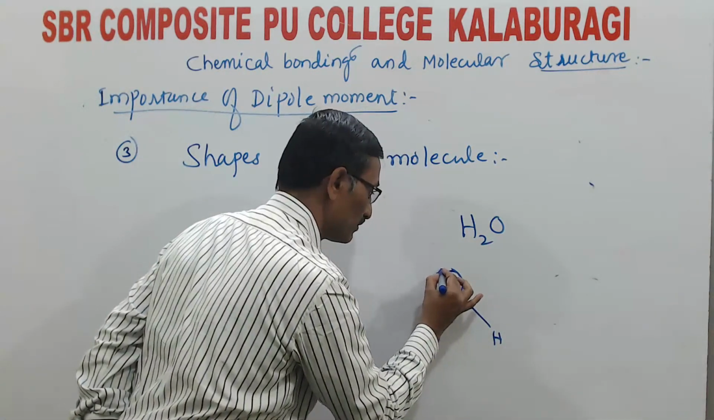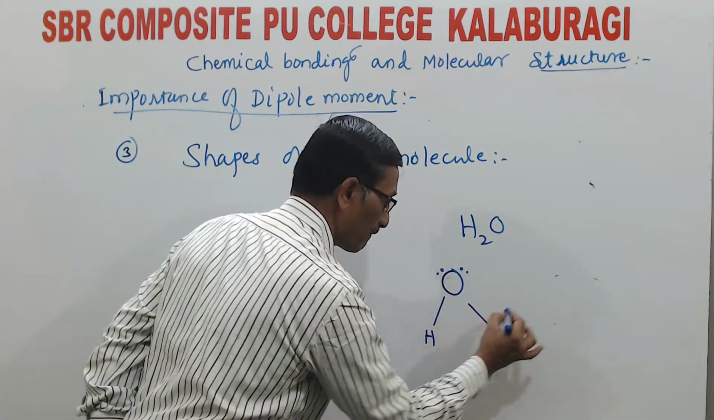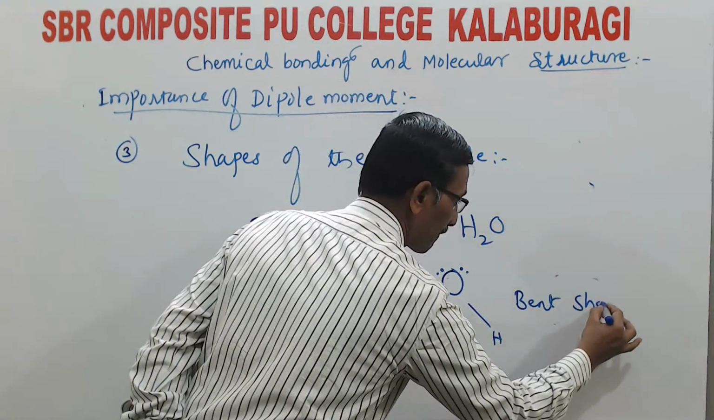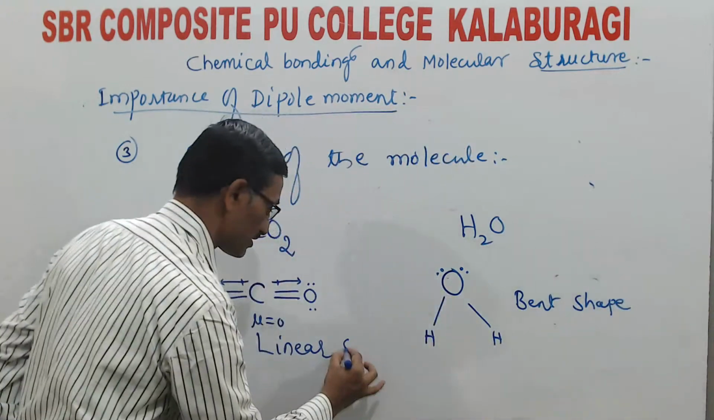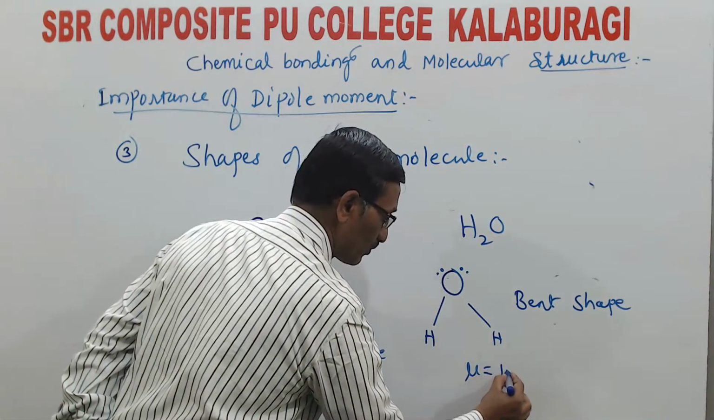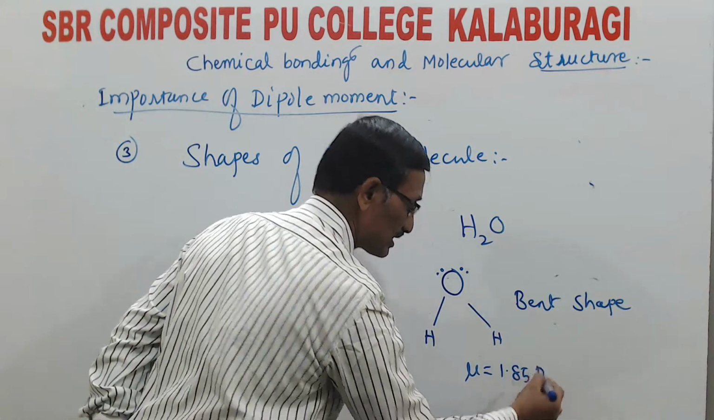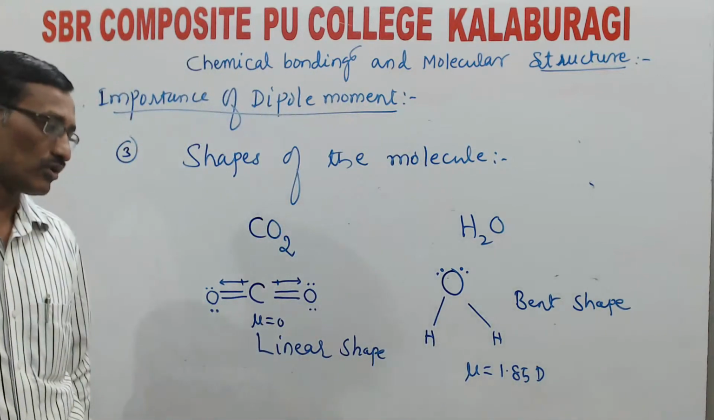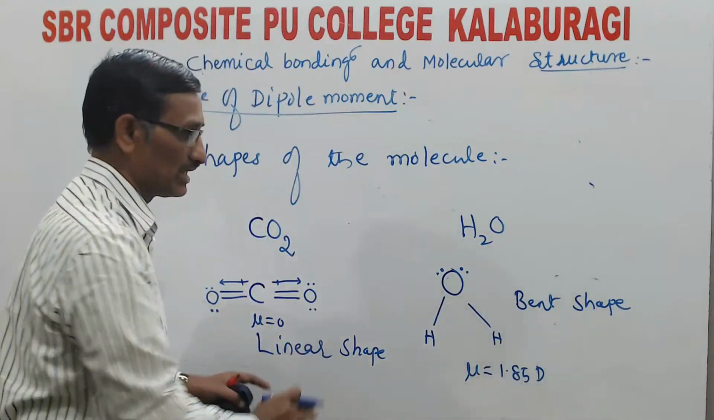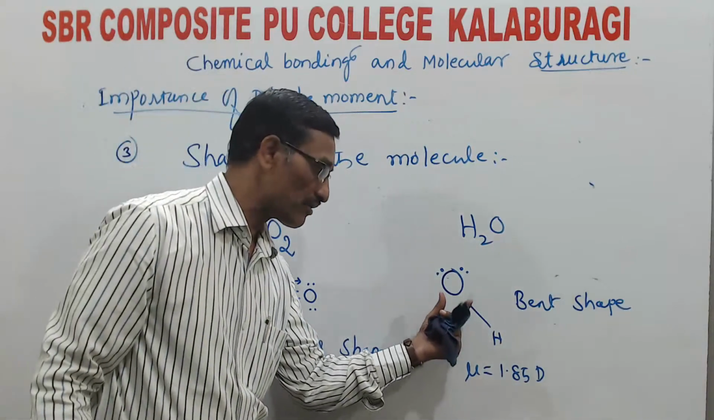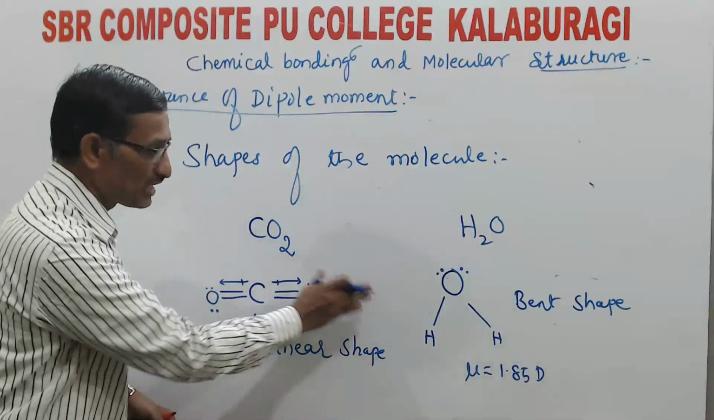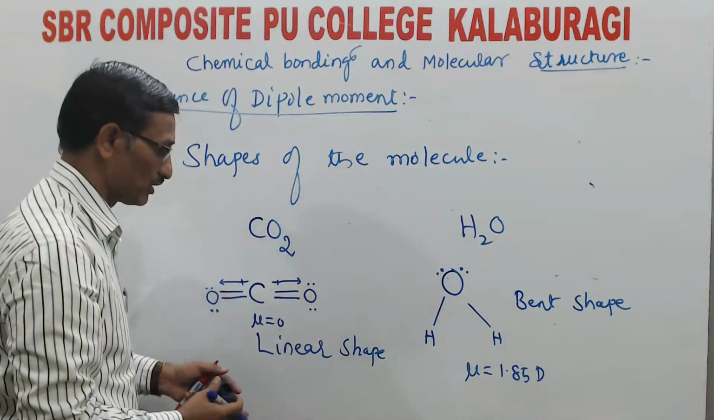Bent. Even we come across bent shape. This is linear shape. Why? Dipole moment value. It is 1.85 debye. In some texts it is given also 1.84. Don't get confused. So this is bent. This is linear. It is also known as V shape, bent shape also. Now even we can predict the geometry of the molecule.